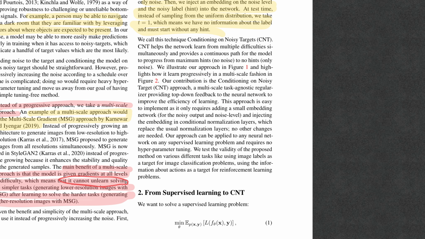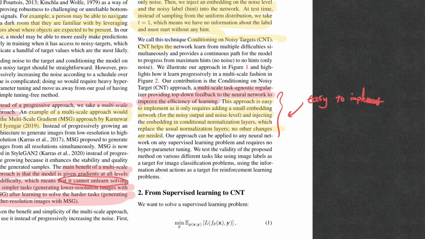The way they do this noisification is that they sample uniformly a continuous noise level, T, from a uniform distribution between 0 and 1, where T equals 0 means no noise and T equals 1 means only noise. This type of noisification, we will talk more about it. Then they inject an embedding of the noise level and the noisy label. So you have the noise level and the noisy label. Both of them are providing this hint to the model. And at test time, obviously, they only have one, meaning that they only work with noise to provide a hint. As mentioned before, they call this CNT.